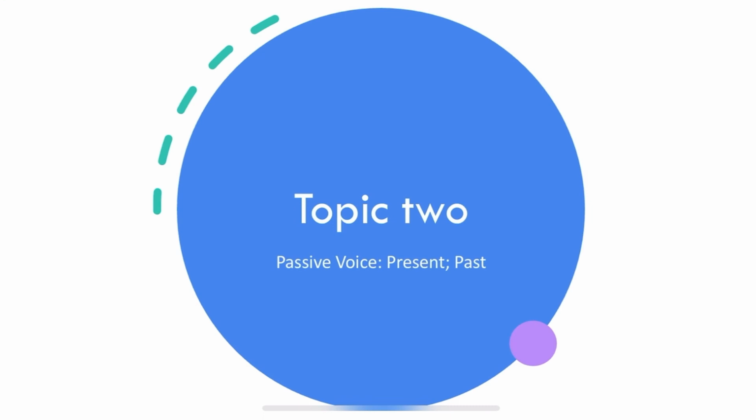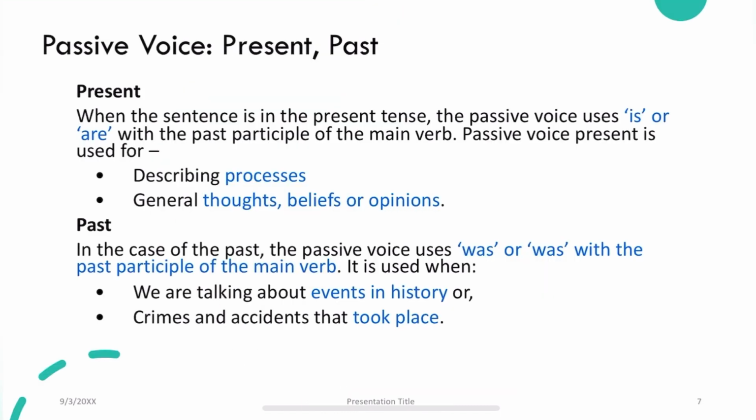Now we are moving to topic number 2, the rules for the present and past of the passive voice. If I talk about the present, when the sentence is in the present tense, the passive voice uses is or are with the past participle of the main verb. Passive voice present is used for describing processes or general thoughts, beliefs or opinions as well.